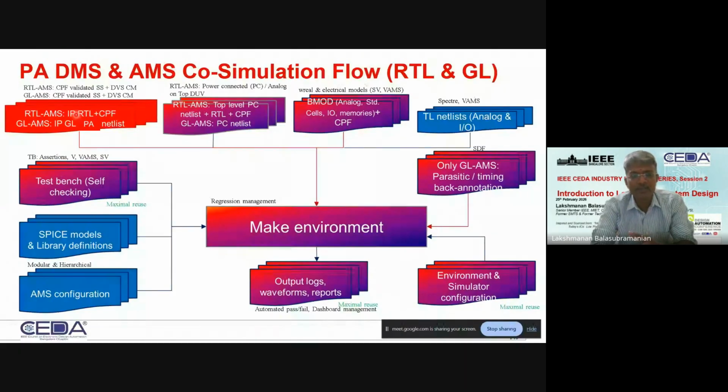RTL or gate level simulation, depending on whether it's an initial RTL level functional simulation or you're doing a detailed timing simulation post implementation, uses the appropriate netlists and RTLs, which are predominantly digital in nature. Though if there are analog IPs or mixed signal IPs integrated into them, those functionalities come from their appropriate behavioral models, which can have both analog and digital abstractions together. And then you will have parasitic timing annotation, and then the simulator configuration.